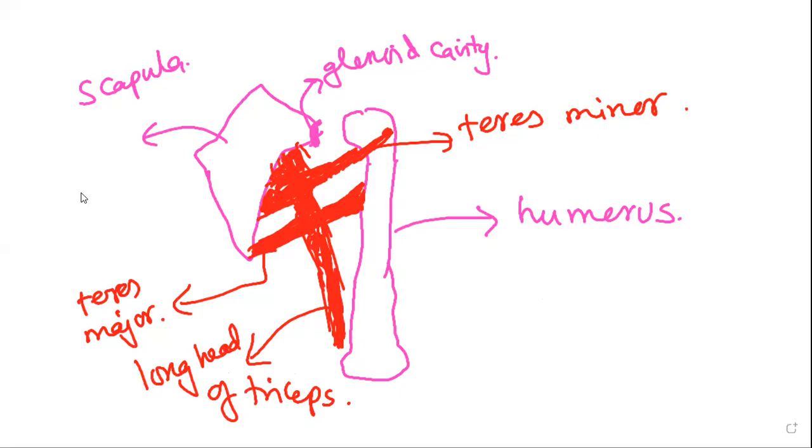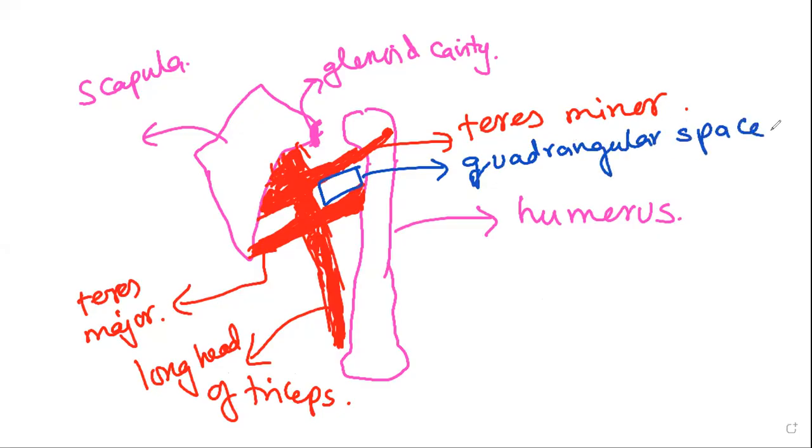Now see here. It is forming this quadrangular space. Quadrangular space. And this quadrangular space is near the surgical neck of the humerus bone. So two structures are passing from here. What are the two structures? Number one, this nerve is passing. This is your axillary nerve. So the axillary nerve is present in the quadrangular space.